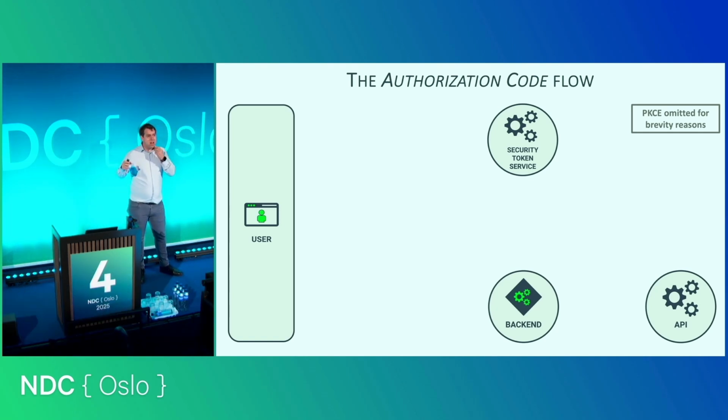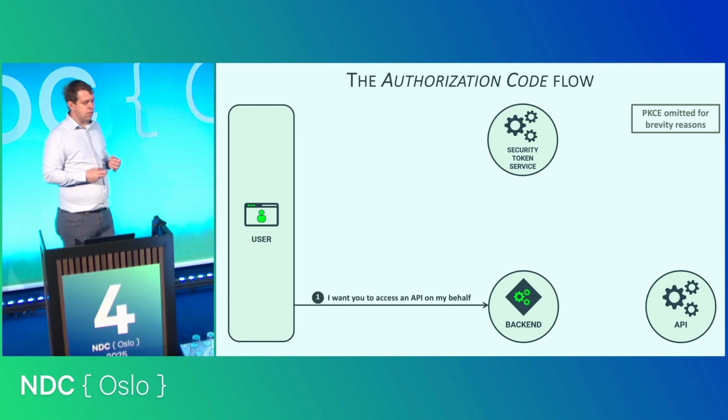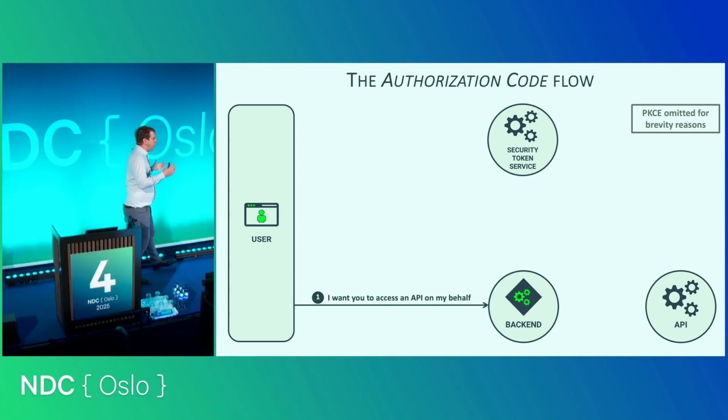I am skipping a whole bunch of details in the interest of time and complexity and so on, such as PKCE, proof key for code exchange. It is a best practice. I've not drawn it on the slides, but just assume we are using it in practice. So what's going to happen is that with OAuth, the user basically wants to allow a client to access a resource, an API, on their behalf.